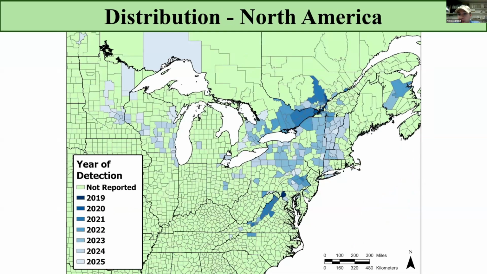Of course, we wouldn't be talking about it if it wasn't in New York. Elm Zigzag Sawfly is really like a champion of citizen science, or at least our detections of it are pretty much exclusively thanks to citizen science. I'm sure we would have caught it eventually, but we wouldn't have caught it as early as we did.